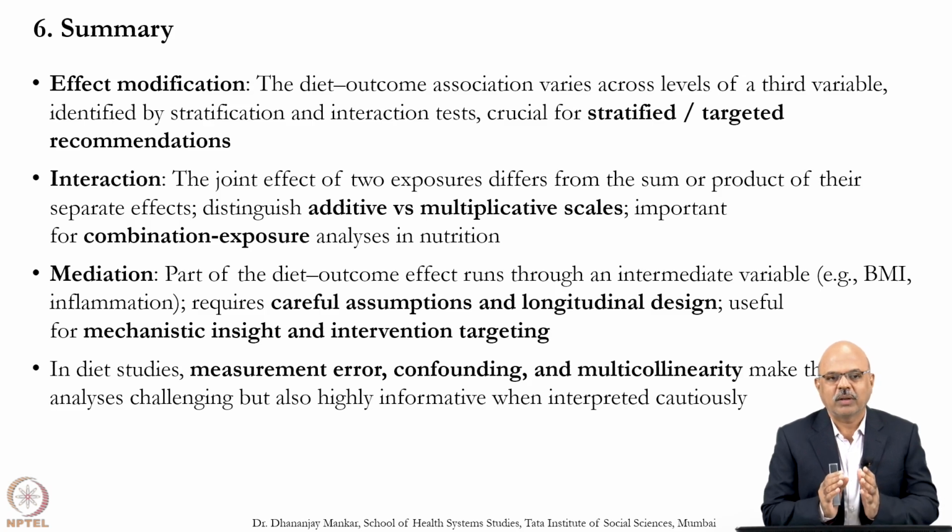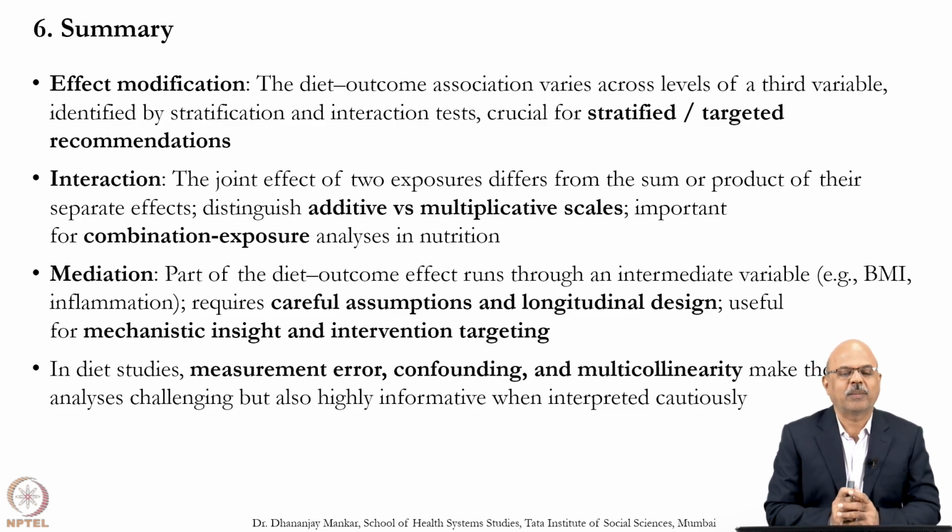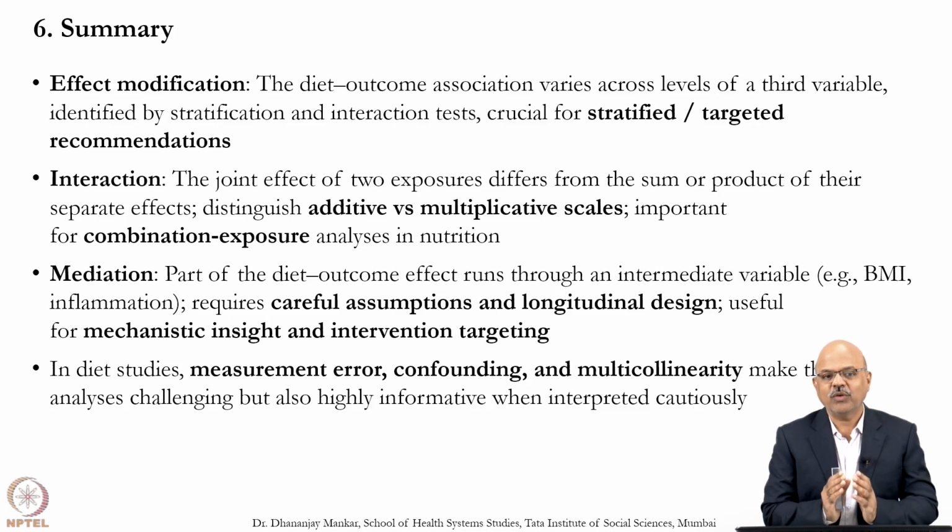Effect modification: the diet outcome association varies across levels of a third variable, identified by stratification and interaction test, crucial for stratified and targeted recommendations. And interaction, which is the joint effect of two exposures, differs from the sum or product of their separate effects. It distinguishes additive versus multiplicative scales, important for combination exposure analysis in nutrition. So you may have a differentiation to be understood over here for modification and interaction.